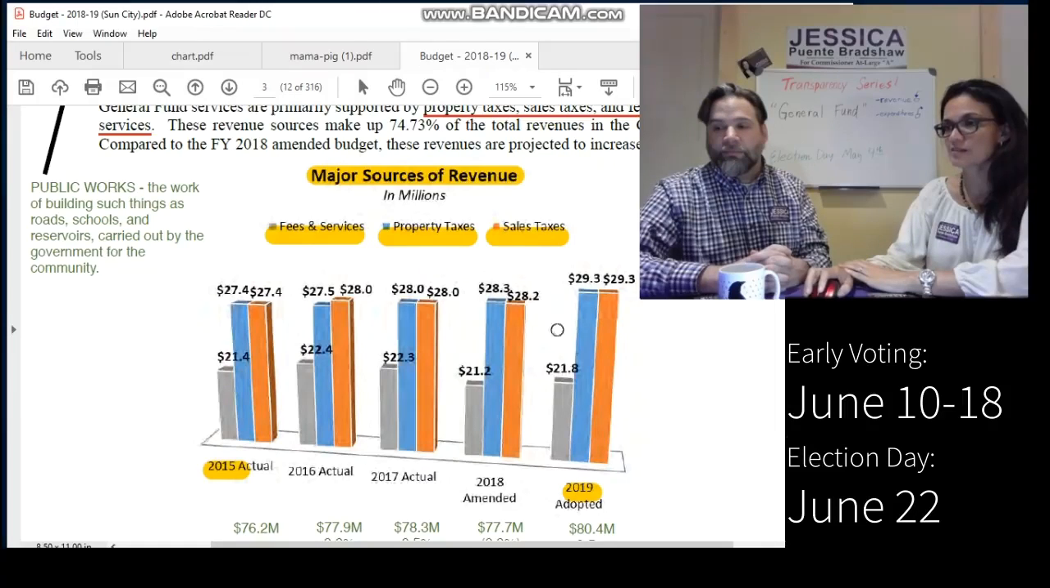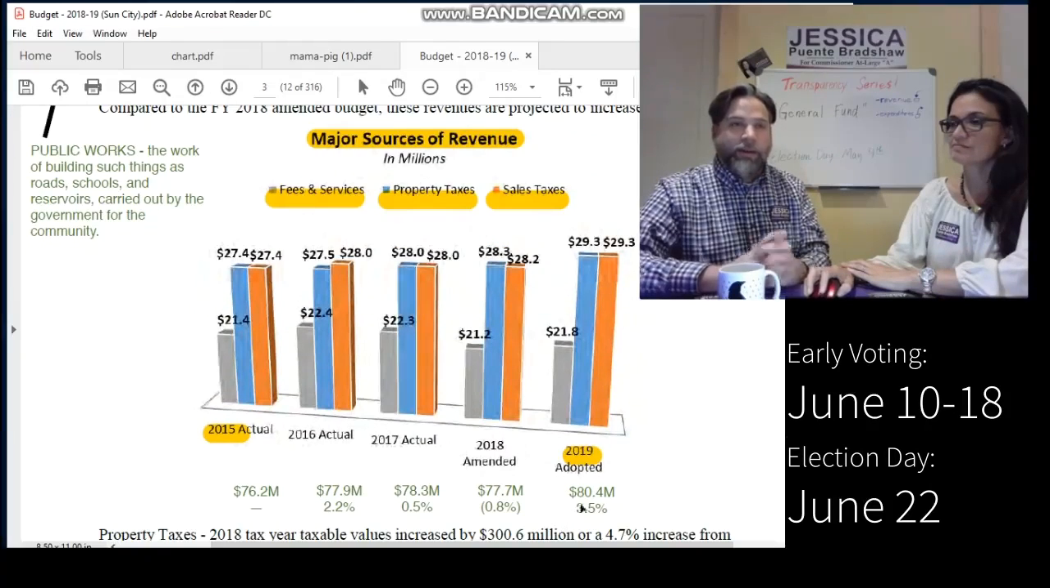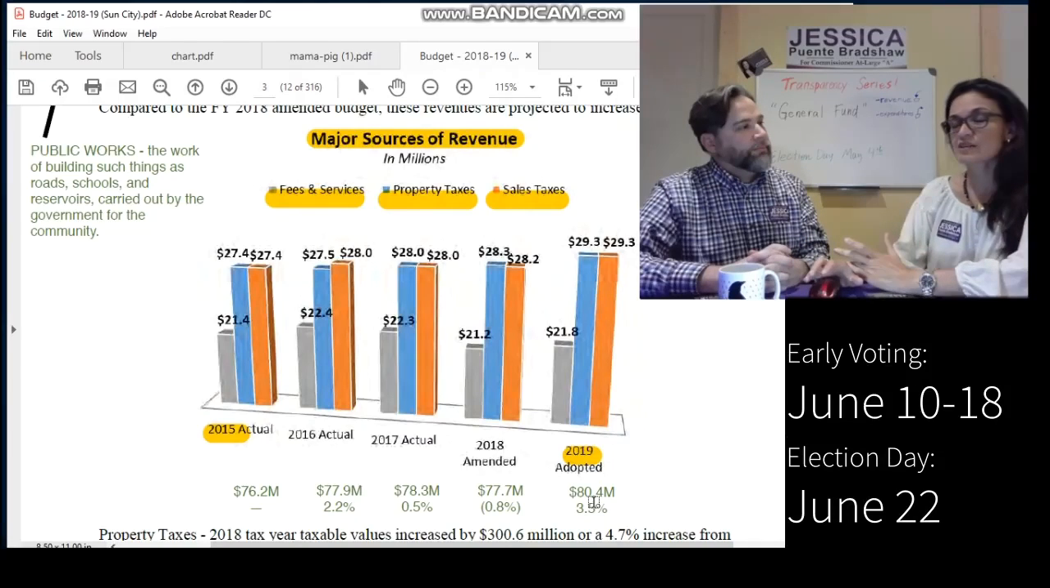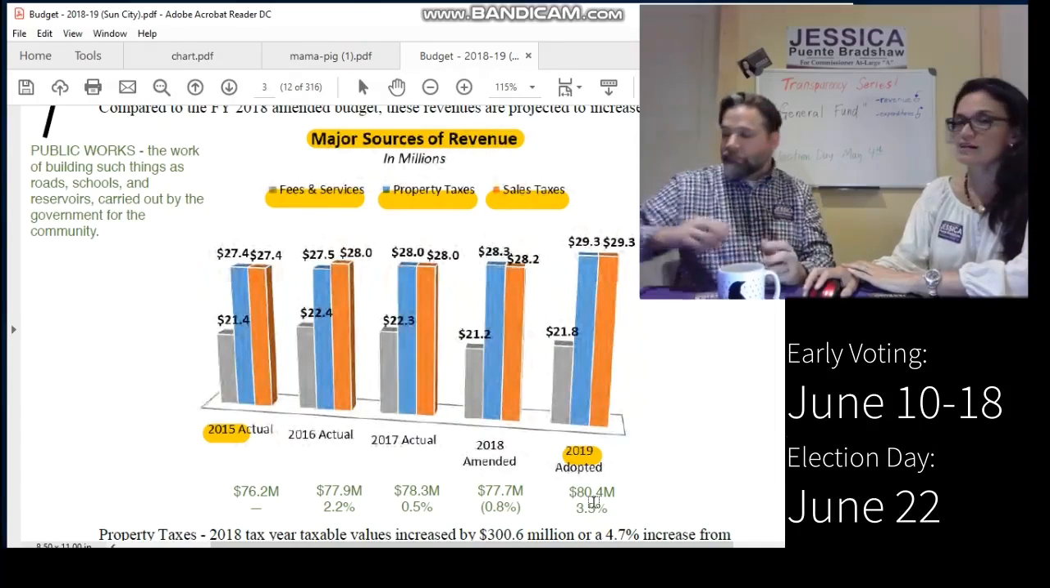And you can see the totals here. Sales tax and property taxes, roughly the same at $29.3 million. And then fees and services, when you go into the city or you have to pay a fee or a fine, 21.8. And that comes up to a whopping total of $80.4 million. So about a little less than 80% of the budget is coming in from those 3 main sources. Exactly. So we won't touch the rest of it, but I think that gives us all generally a pretty good idea. And so what we're going to do is pull up the chart now.